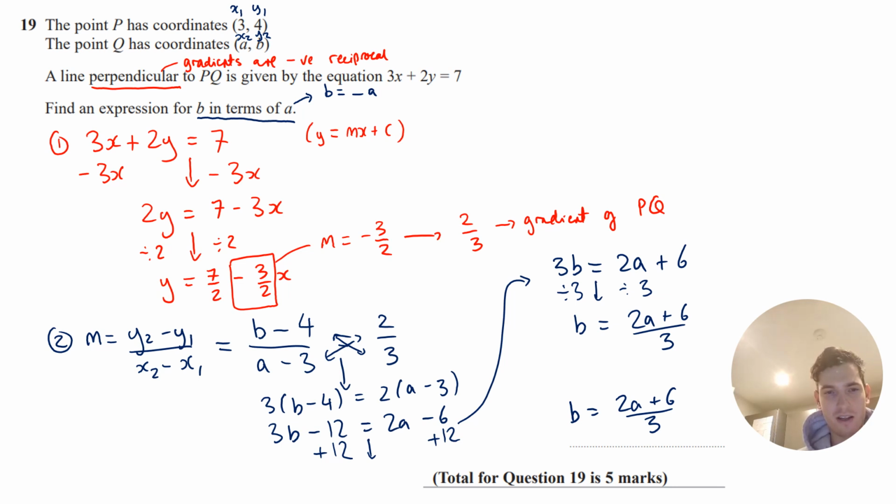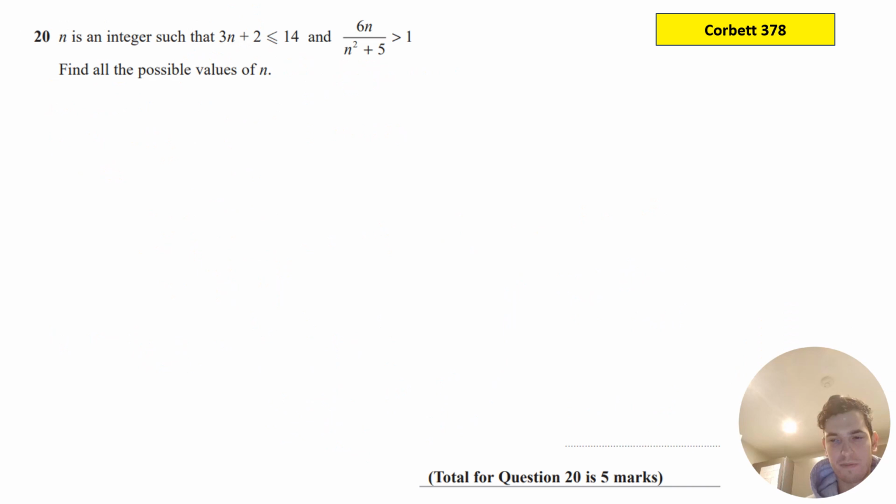Final question, let's go. So here's a final question. n is an integer such that 3n plus 2 is less than or equal to 14, and 6n over n squared plus 5 is greater than 1. Find the possible values of n. So an integer means it's a whole number. Okay, so I need to find the possible whole numbers.